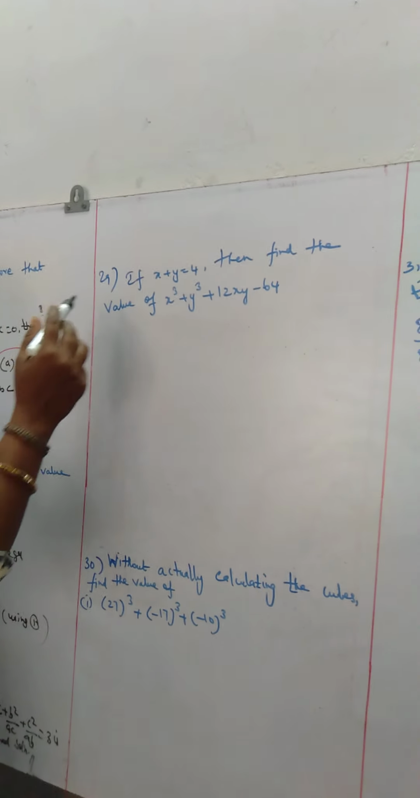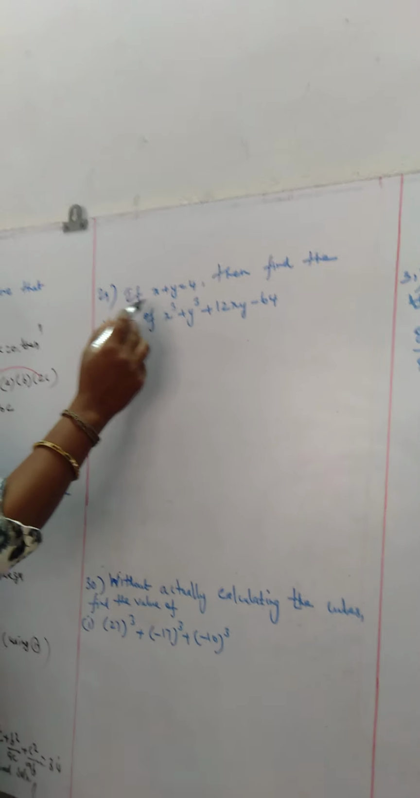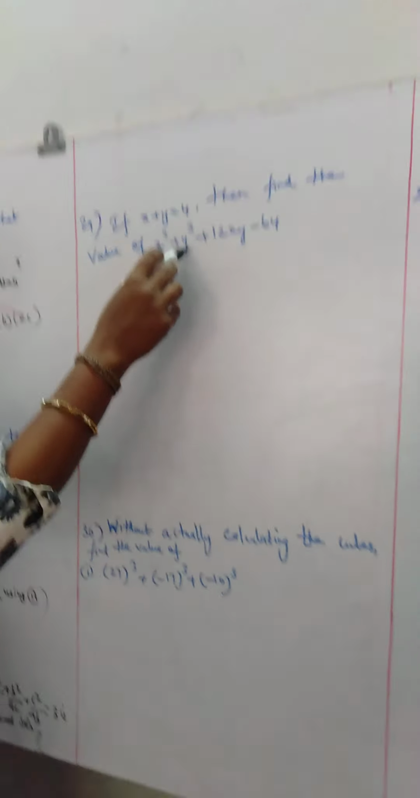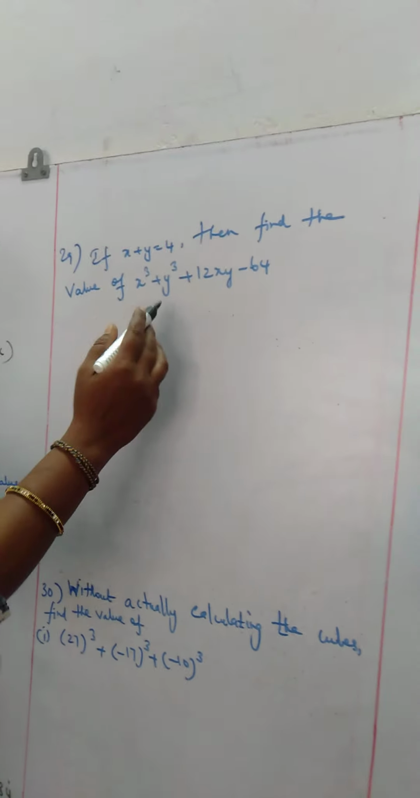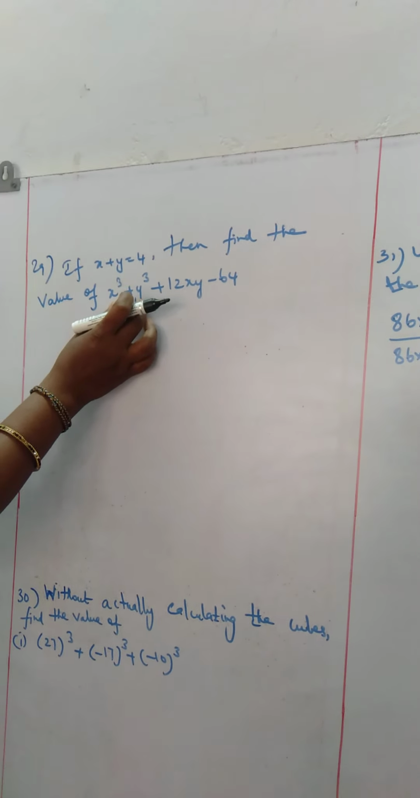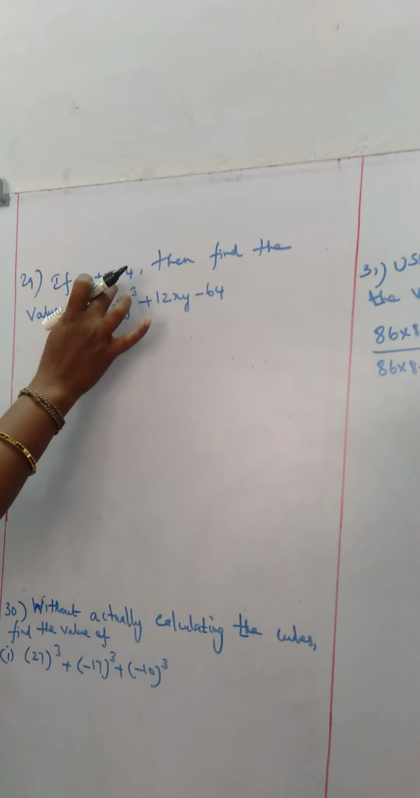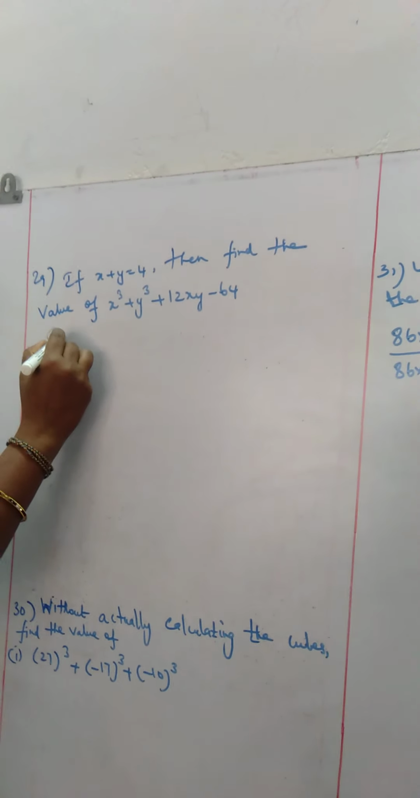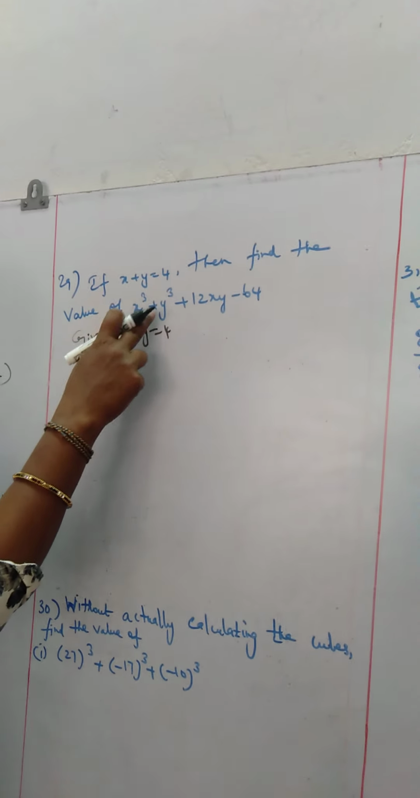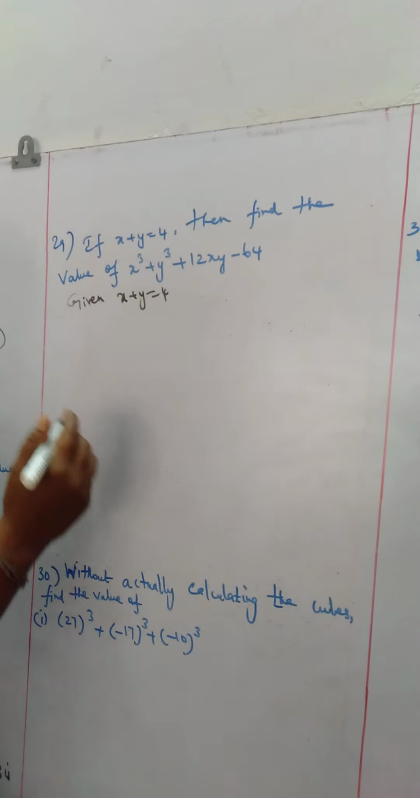Our next question is question number 29. If x plus y equal to 4, then we have to find the value of x cube plus y cube plus 12xy minus 64. So here the question is we have to find the value in the form of cube form. So we are going to take this given, x plus y equals 4, and we are going to cube this one since the cube value is asked in the question.